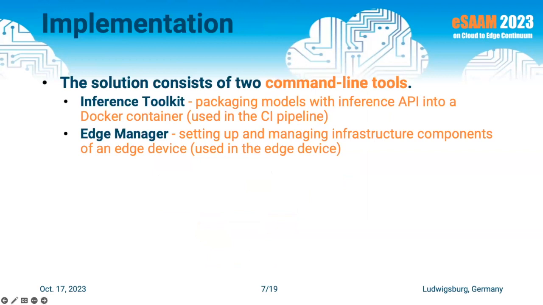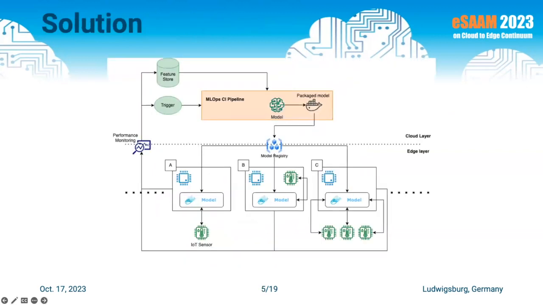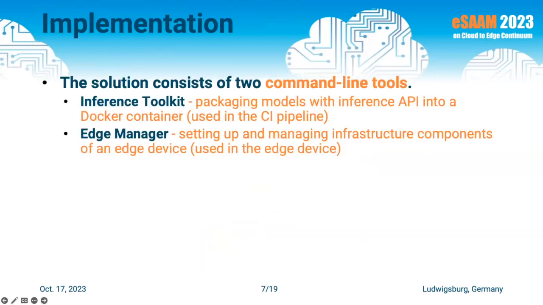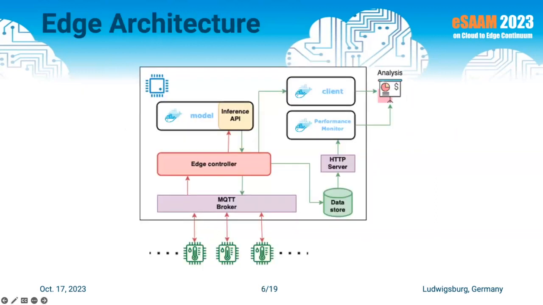So how did we implement our solution? Our solution consists of two command line tools. One is called the inference toolkit, which is responsible for packaging models with the inference API into a Docker container. This toolkit is used in our CI pipeline. Then we have our edge manager, which runs inside each individual edge device. Its purpose is setting up and managing the infrastructure and components of an edge device, which is basically everything you see here.